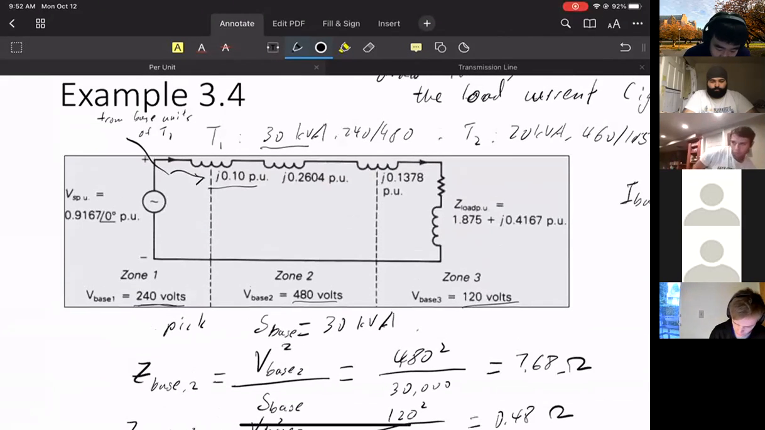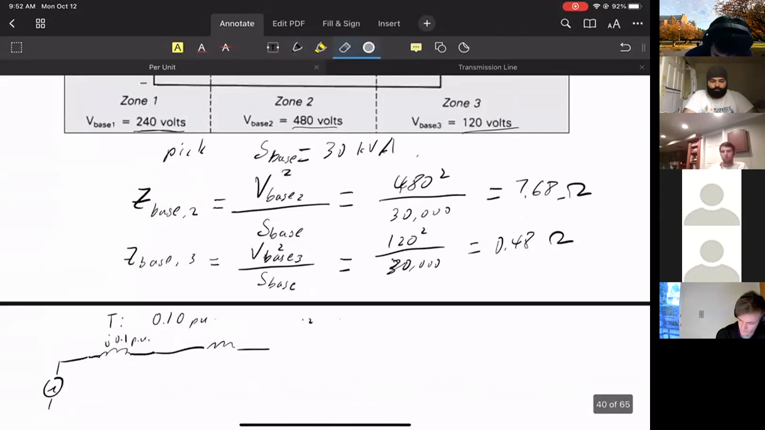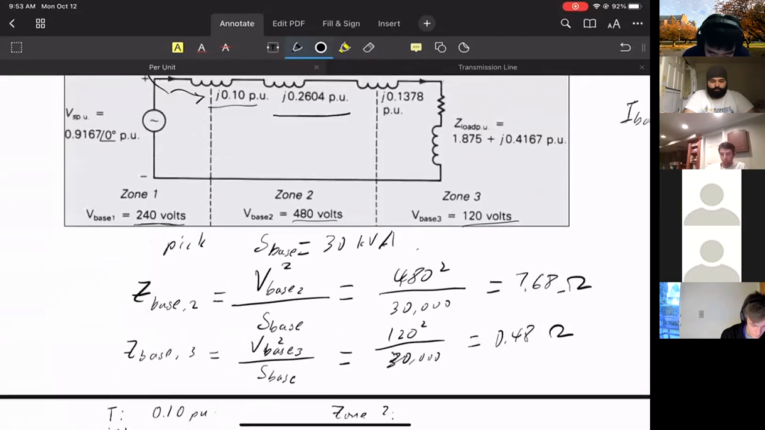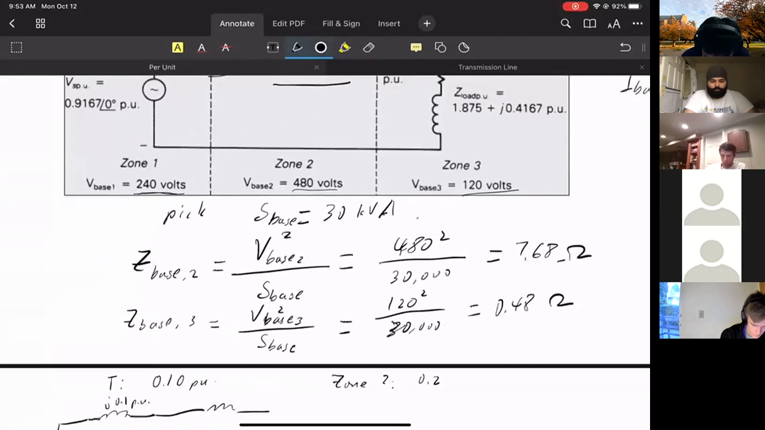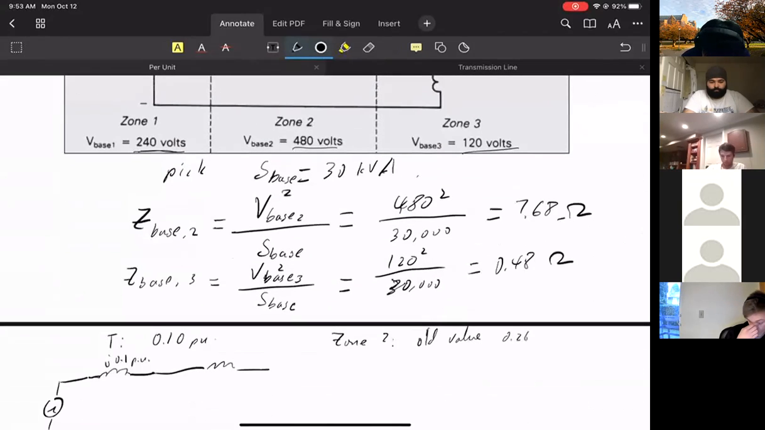Okay, so let's look at the line impedance. Let's look at this value for the line. So for zone 2, we have the value was 0.2, 0.2604 per unit. But now we're undergoing a change of basis, right? We're undergoing a change of basis.